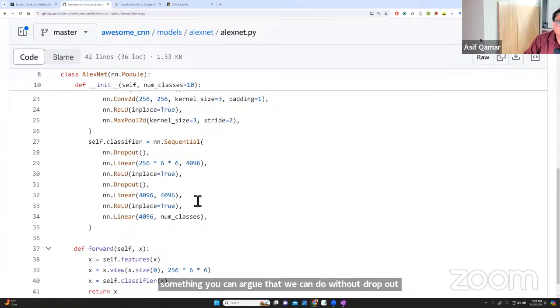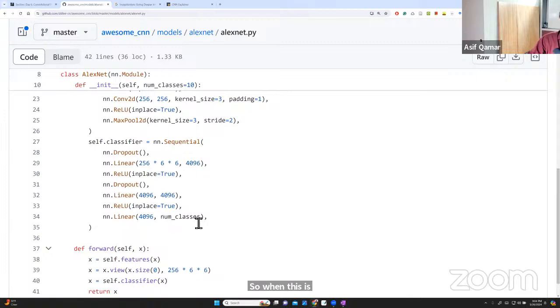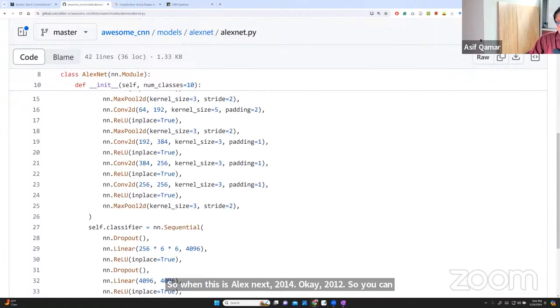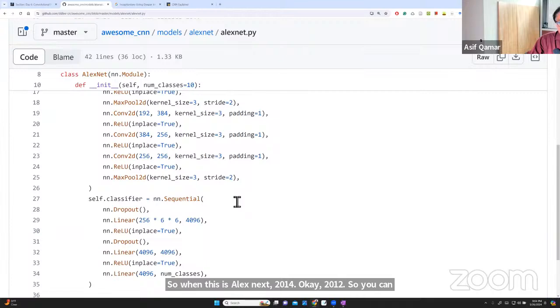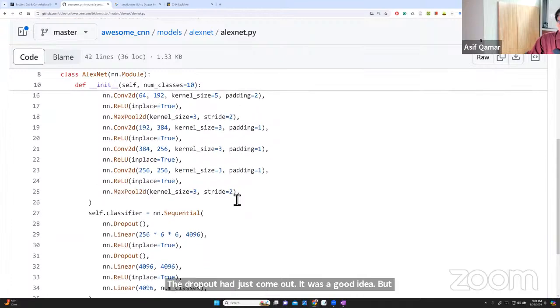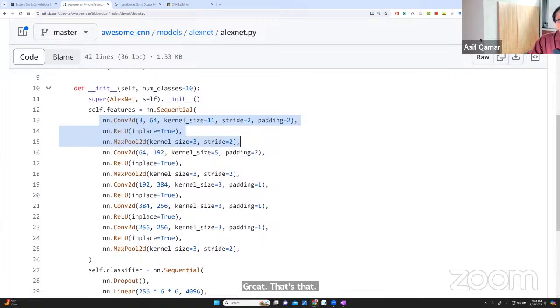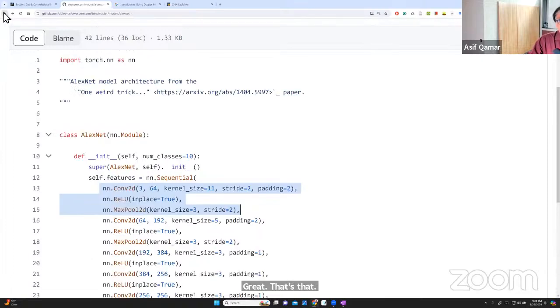So, this is AlexNet, 2012, I believe. Dropout had just come out. It was a good idea, but ignore the dropout completely. Wherever you see dropout, imagine you are not seeing that line. Rest of it, guys, do you see that this looks very, very familiar? Do all these things look familiar compared to what I taught you? Right? That's that. This is your AlexNet, very successful.